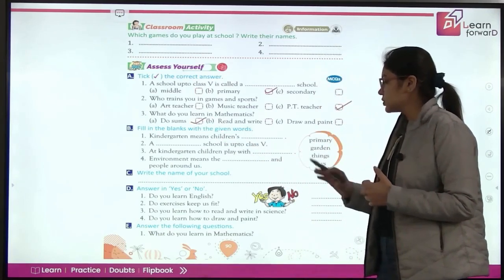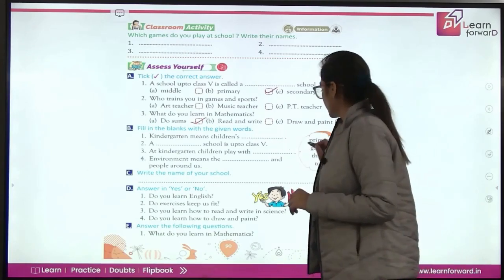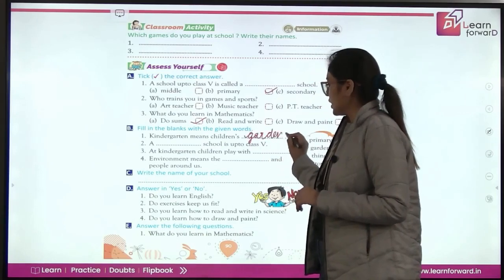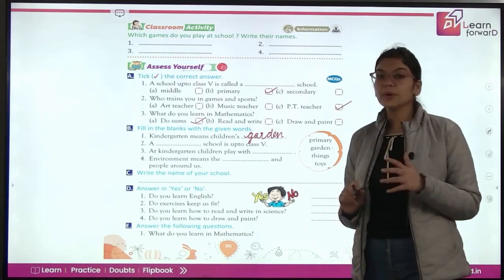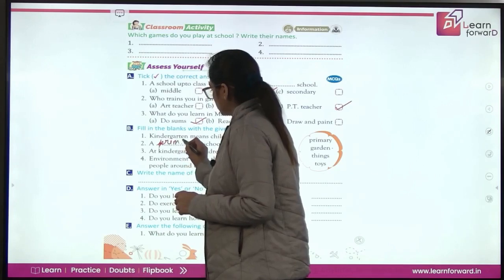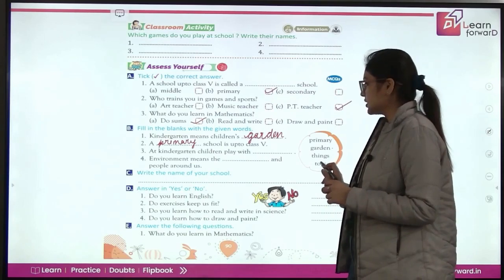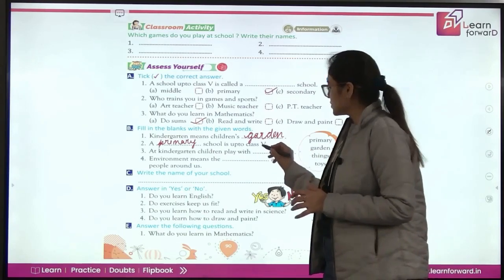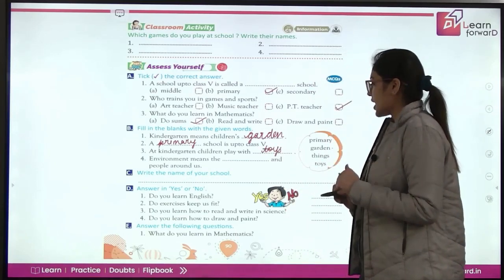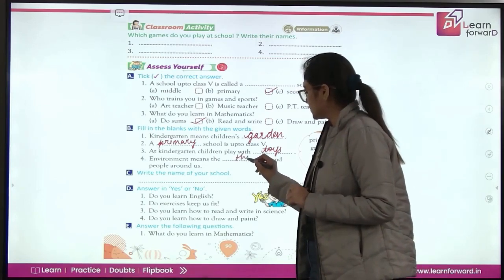Now fill in the blanks with the given words. Kindergarten means children's dash. Kindergarten means children's garden. So second one is your answer for the first point. A dash school is up to class 5. A primary school is up to class 5. At kindergarten, children play with, so at kindergarten, children play with toys. Now last, environment means dash and the people around us. Environment means things and the people around us.